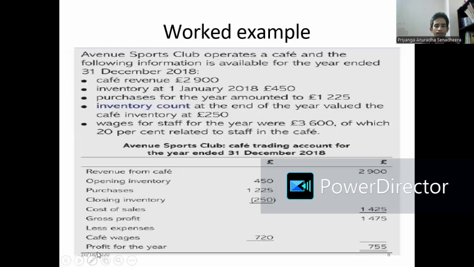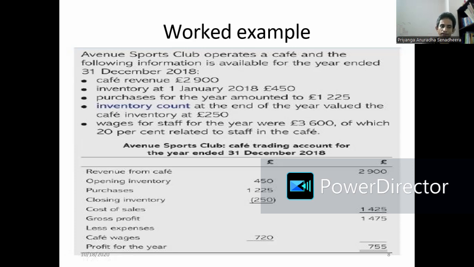We go to the next slide. Now, this is a small question given. Avani Sport Club operates a cafe, and the following information is available for the end of 31st December 2018. You can say cafe revenue and inventory. You know how to prepare trading account normally. The format is revenue minus cost of sales.